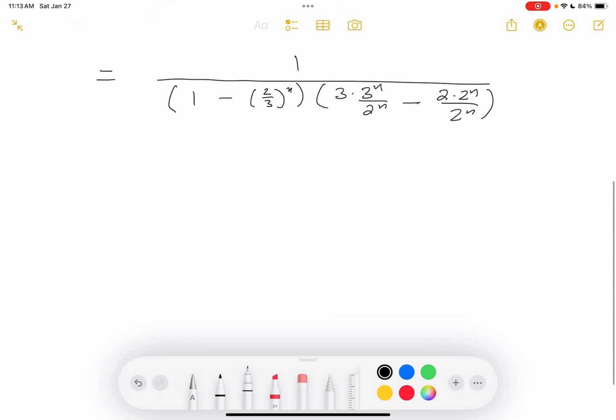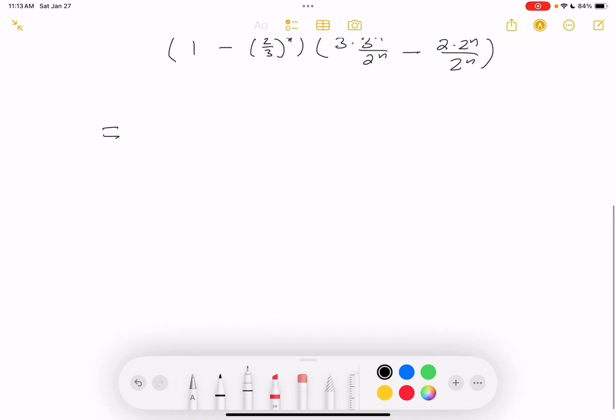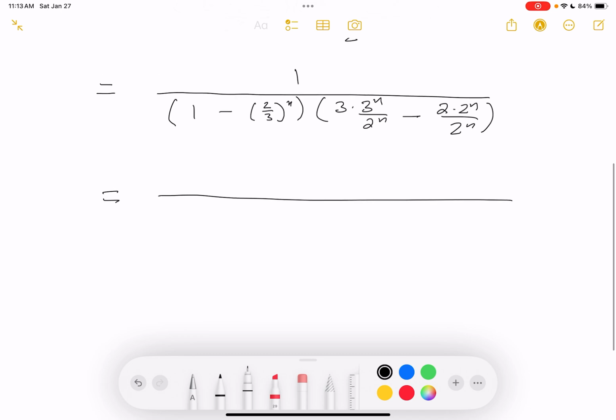All right, I'm going to keep working on that. What do you get there? Still get a 1 on top. On bottom, it's not so bad. It's 1 minus 2/3 to the n. And this is going to be 3 times 3 over 2 to the n.